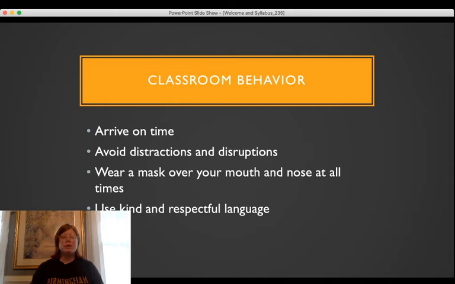I also expect you to use kind and respectful language at all times. So it is perfectly okay to disagree with me or to disagree with each other, but I expect you to show your colleagues and me the same respect you would want to be shown. For details on this, you can read the section on appropriate language in the syllabus.